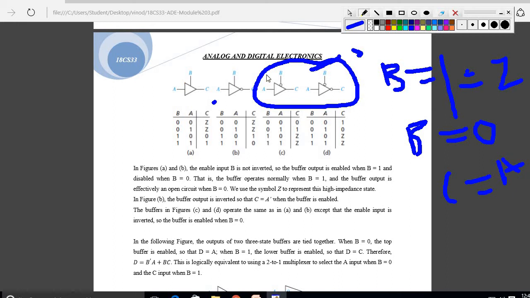But here, in the C and D diagrams, they are inverting circuits. For that reason, here is the reverse case. B is equal to 1, then your output should be in open circuit, that should be in high impedance state, and B is equal to 0 means the output is equal to input. Okay, this is exactly what your 3-state diagrams are about.